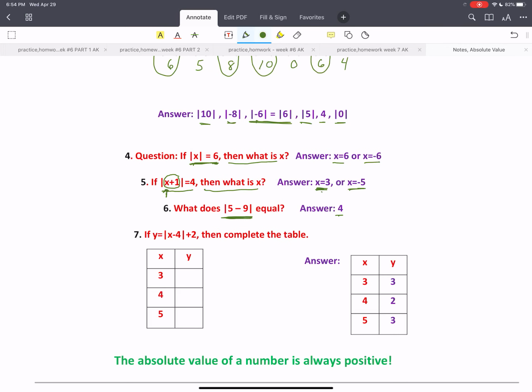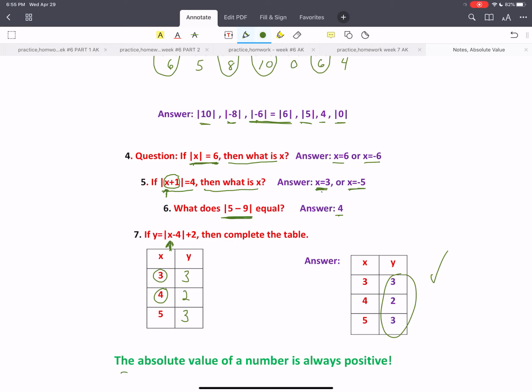Let's work on some tables. If y equals the absolute value of x minus 4, plus 2, then complete the table. Well, if x is 3, you would plug that in here. 3 minus 4 is -1. The absolute value of -1 is 1, and 1 plus 2 is 3. Then take 4 and plug it in for x. 4 minus 4 is 0. The absolute value of 0 is 0, and 0 plus 2 is 2. And lastly, put 5 in. 5 minus 4 is 1. The absolute value of 1 is 1, and 1 plus 2 is 3. Our answer is check.